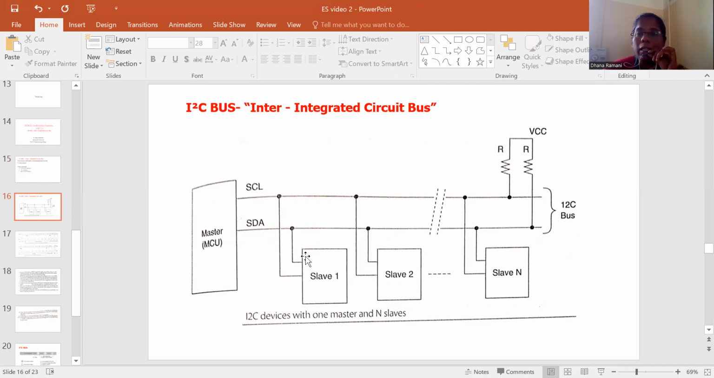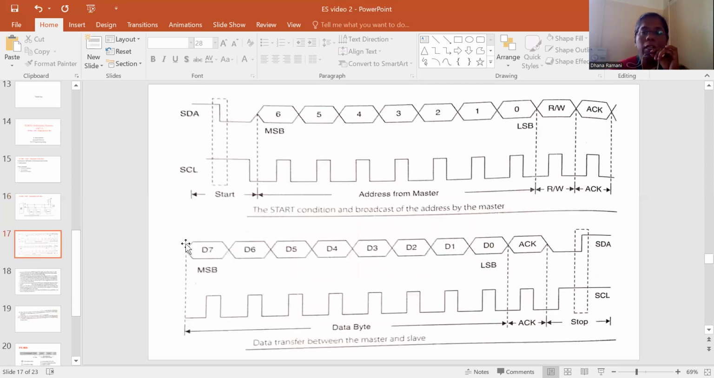Here it's a single-master, multi-slave system, where one master communicates with n number of slave devices. You can see slave 1, slave 2, up to slave n devices, where here we have a single master. Here you can see the communication, how it is broadcasting, how the start condition happens, and how the master is communicating with the slave devices.